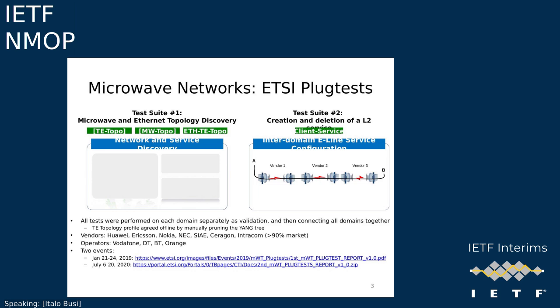What we did at the time was basically I manually pruned the YANG tree from the topology, and people knew exactly what needed to be implemented and checked only that the required leaves were implemented. People were able to implement more but not less than the profile required. And there were two events, all of them very successful.